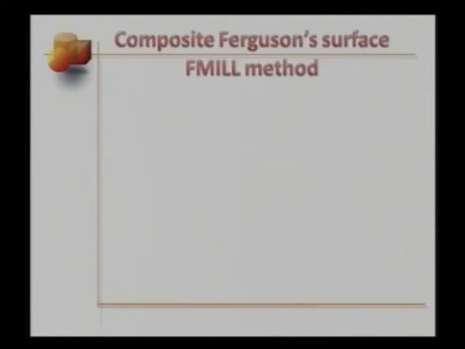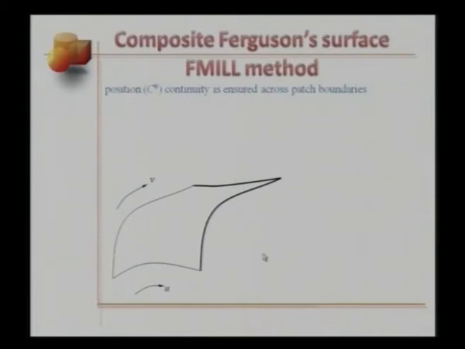As I mentioned, the first model is of the Ferguson's surface patch, and this is called the F-mil method, what we are going to be discussing now. Well, position or C0 continuity is ensured across patch boundaries. So we have the two parametric directions here, U and V. This is the first patch. These are the tangents along U and V at this corner point. Likewise, tangents along U and V at this point. And the same for this point.